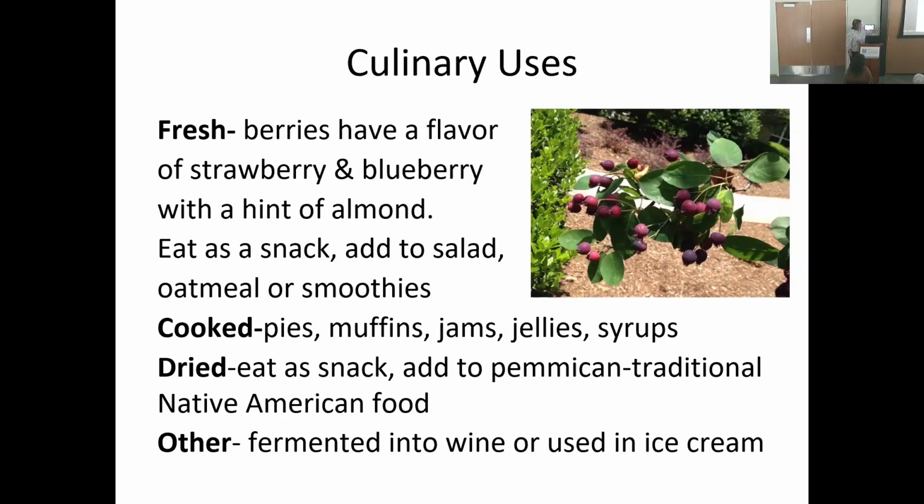Great, they can be used in smoothies and salads. Cooked pies, muffins, jams, jellies, syrups, and these were used in pemmican, the traditional Native American food, and also can be used in wine. You'll see a lot of these can be used as an ingredient for wine and ice cream.